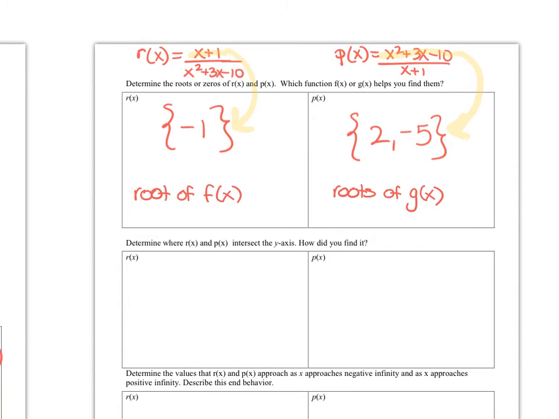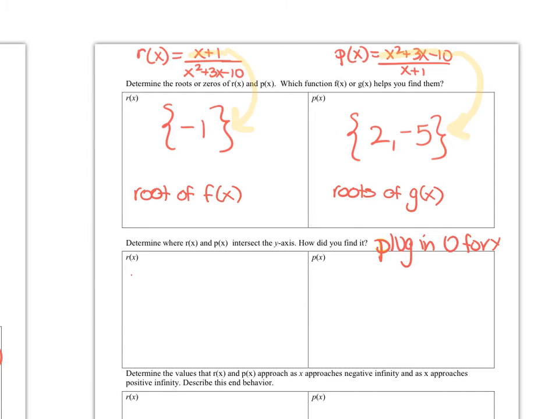Now determine where r of x and p of x intersect the y-axis. We know how to get y-intercepts. We plug in 0 for x.